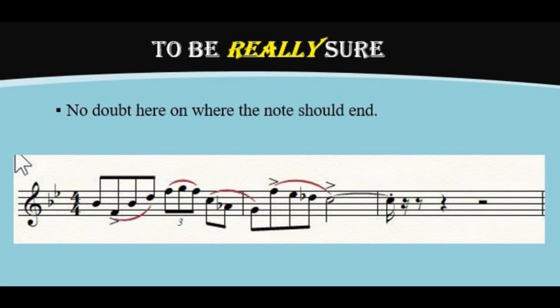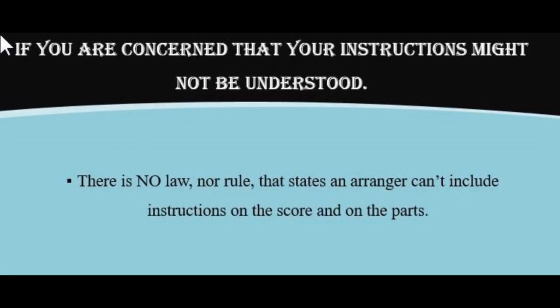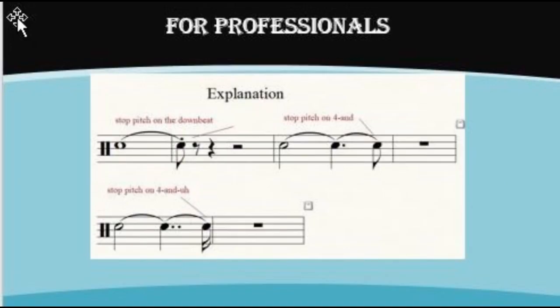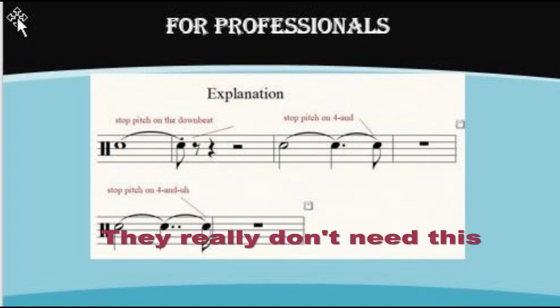There's no rule or law that says you can't include instructions with your arrangement. For school bands, I suggest including the information on an extra page of the score. For professionals, especially in recording sessions, you can include them on an extra page of the part or as a separate insert. The pros will probably have no issue with it anyway, but I'm suggesting this for your peace of mind, not theirs.